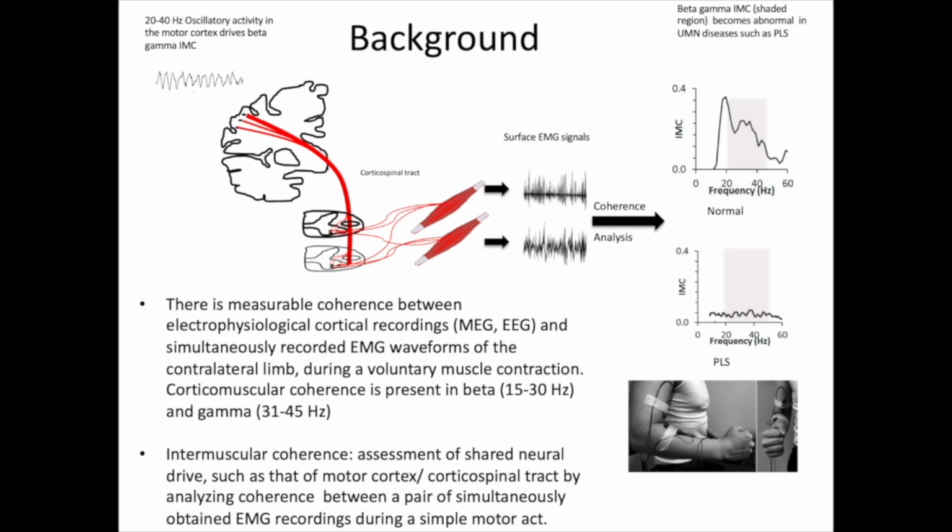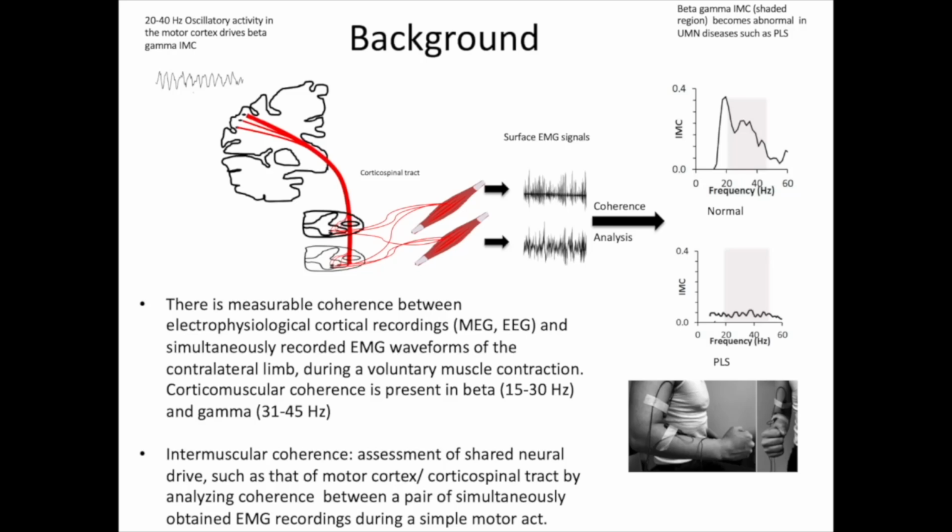And the background is that there is measurable coherence. It's a functional connectivity between electrophysiological cortical recordings, such as magnetoencephalography and electroencephalography, and EMG waveforms that are simultaneously recorded in the contralateral limb muscles, in the beta and low gamma frequency bands. That is called corticomuscular coherence. Our method is named intermuscular coherence.